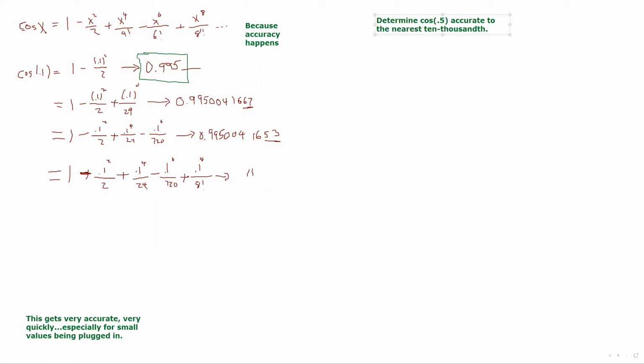All right, which position is the 10,000th? Let's think about this. 0.1, 2, 3, 4, 5. So this is the 10th, 100th, 1,000th, 10,000th. Okay, so 4 decimal places. We need this accurate to 4 decimal places. Okay. So we're going to do the same thing we just did, except we're going to use 0.5. So 1 minus 0.5 over 2 plus 0.5, or squared, plus 0.5 to the 4th over 4 factorial.